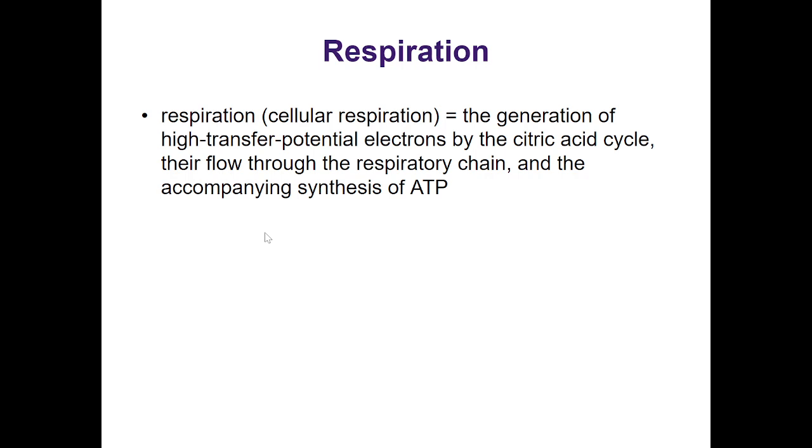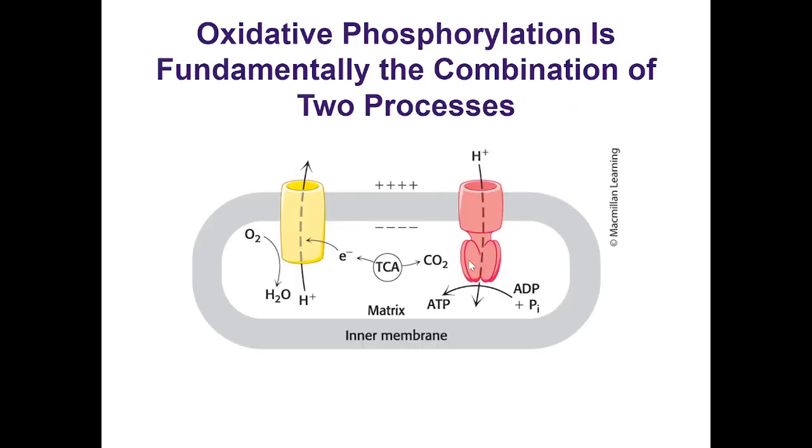All right. So respiration, this is going to be cellular respiration specifically, is the generation of high transfer potential electrons via the citric acid cycle, their flow through the respiratory chain, and the accompanying synthesis of ATP. This is that entire process because it involves the CO2 in the citric acid cycle portion. And then we transfer the electrons, and then we do the ATP synthesis, and that is eventually going to give us the oxygen consumption, right?